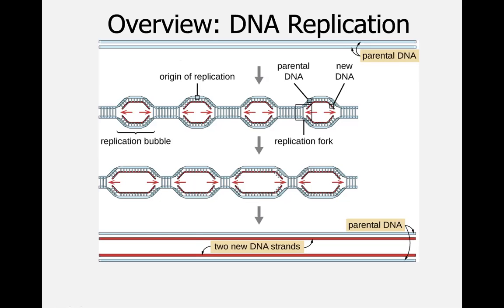Each of the parental strands, the double helix, is separated, like you can see here, in segments, and then new nucleotides are put down to match up with the parental DNA. So you'll end up with a new strand of DNA that was created during this process, matching up with one of the original strands. So you have a mix of old and new.